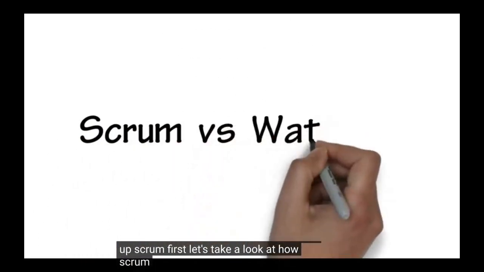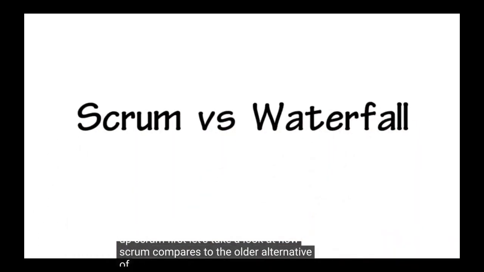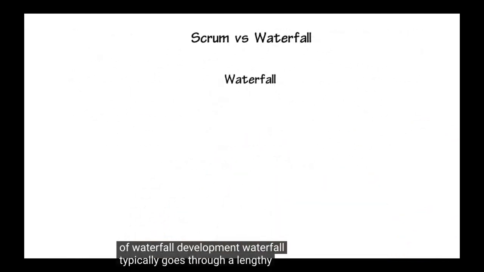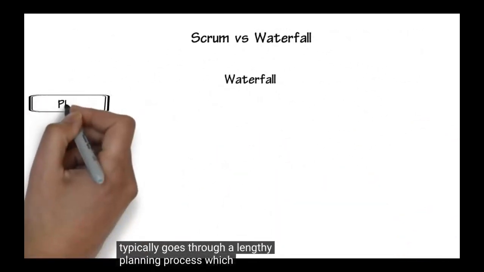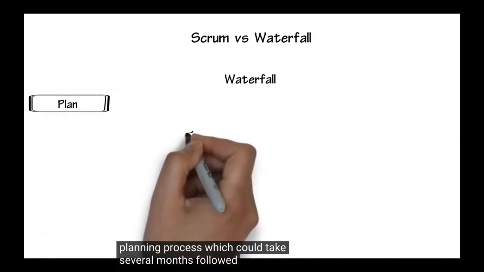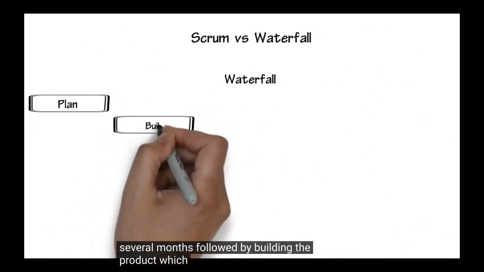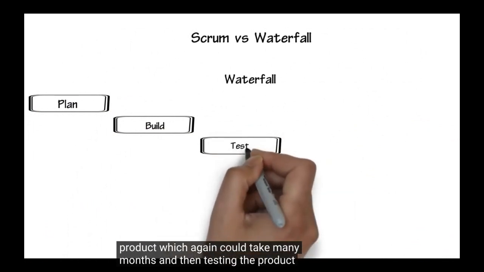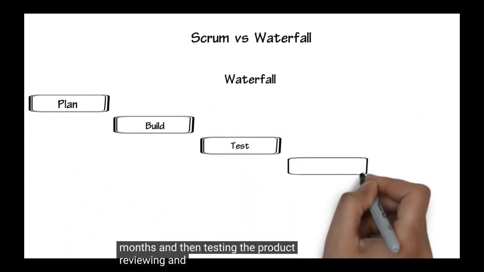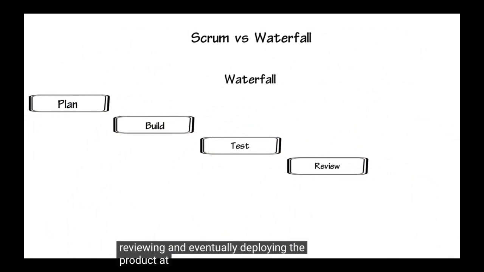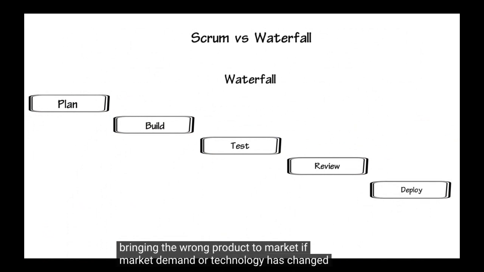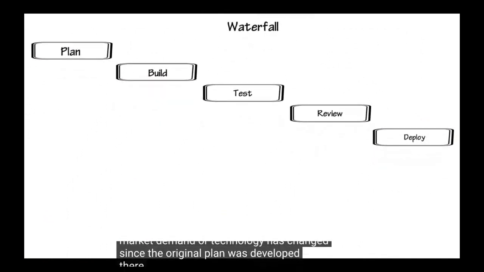First, let's take a look at how Scrum compares to the older alternative of waterfall development. Waterfall typically goes through a lengthy planning process. It could take several months, followed by building the product, which again could take months, and then testing the product, reviewing, and eventually deploying the product. At this point, you may end up bringing the wrong product to market, because market demand or technology has changed since the original plan was developed.